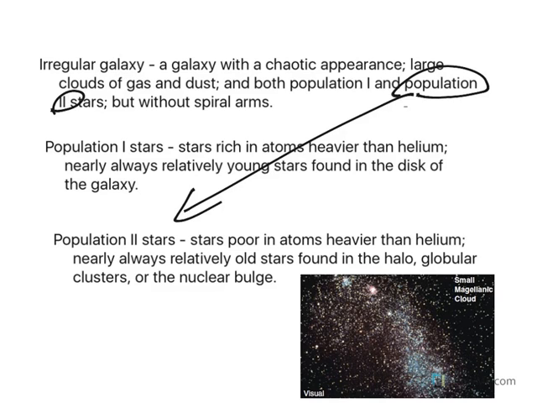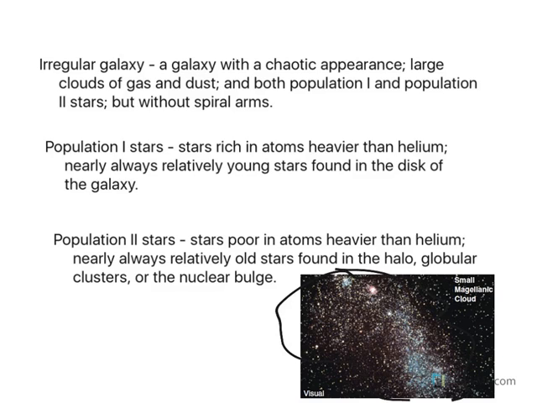Here's another example from your textbook. It's the Small Magellanic Cloud. Notice the chaotic appearance. It's just everywhere. We see large clouds of gas and dust. Here's some over here, and here's one right there. And we see another grouping up there.